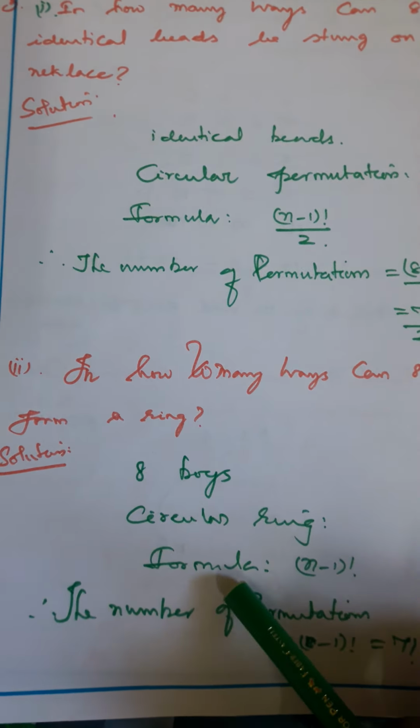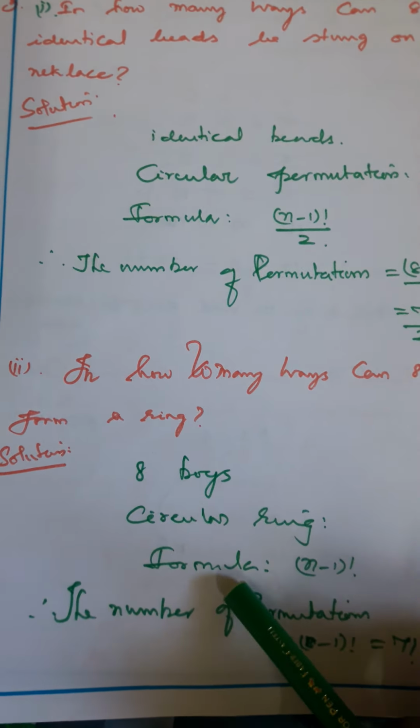So you can identify the difference. With boys, you have the difference, right? One boy is first and the second boy, we can make it into the first, like that. So we can identify the difference, but with beads we cannot find the difference. So it is (n minus 1) factorial by 2. Now one more question is very simple.